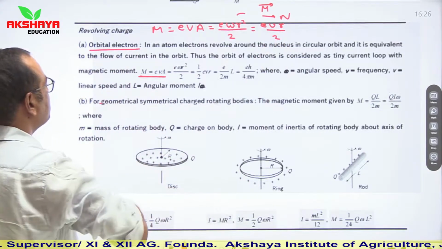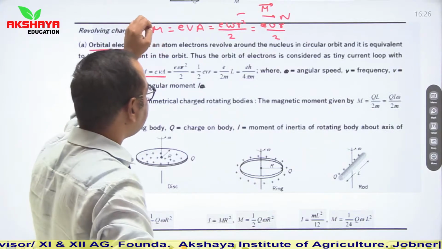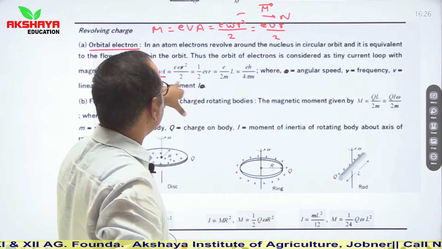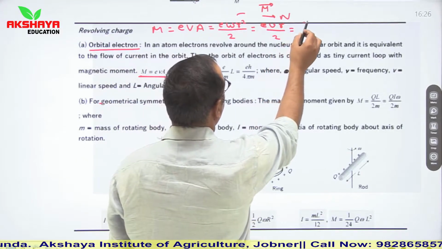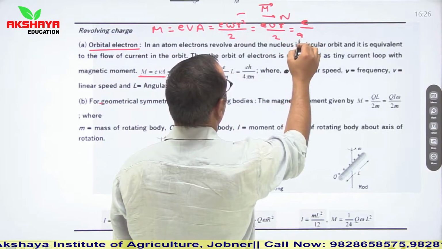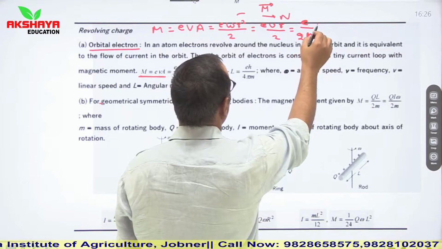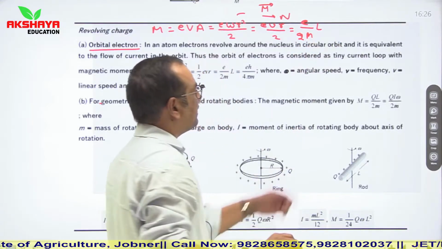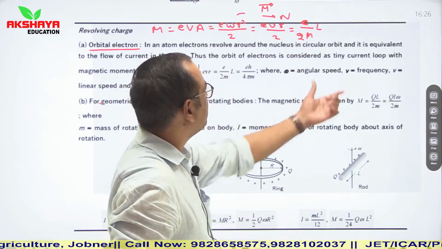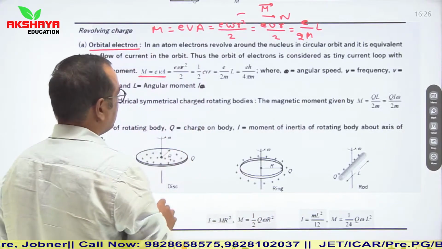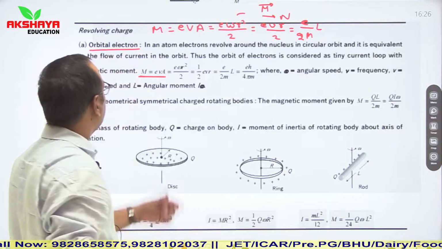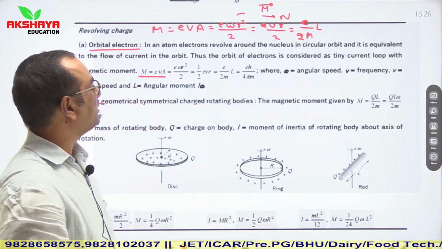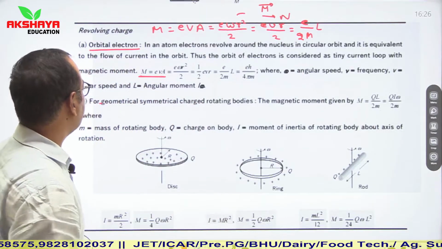E upon 2. So these are some relations, and this is equal to, m is equal to E upon 2m into L. Here omega is angular speed, nu is frequency, and L is angular momentum. So these are some variations.